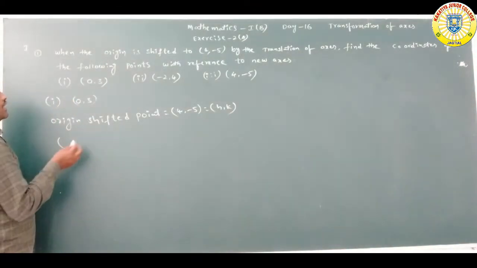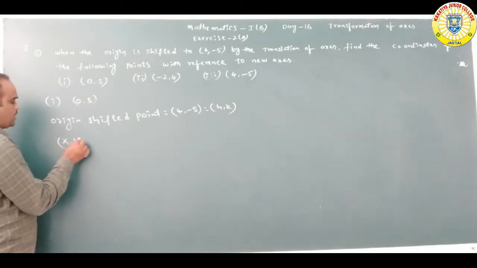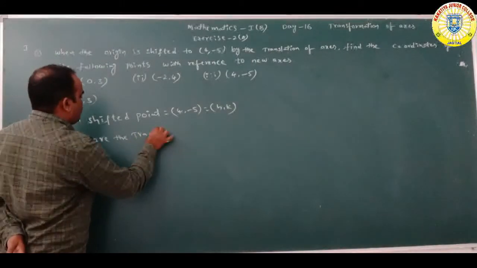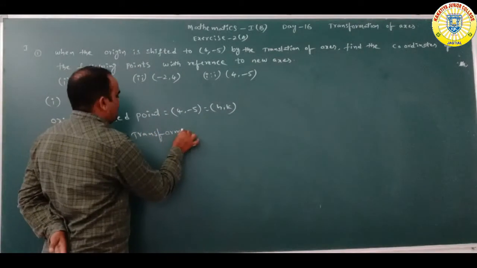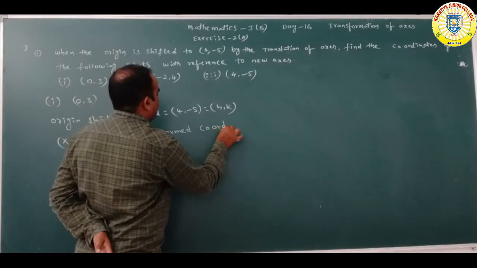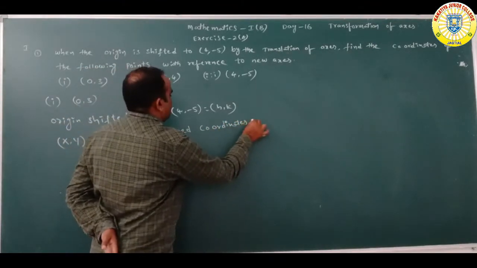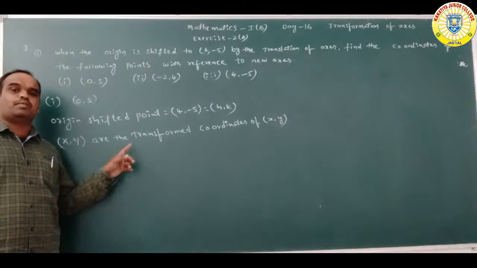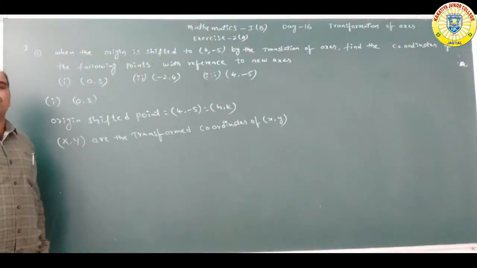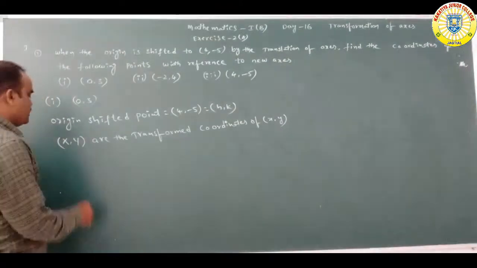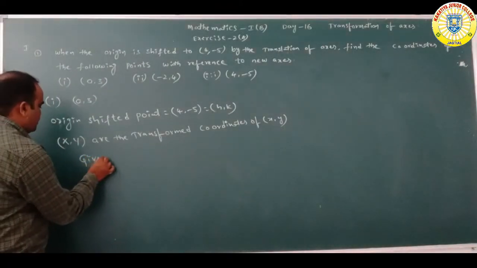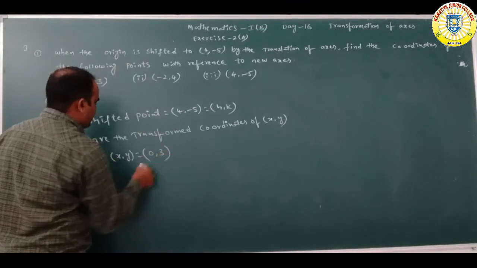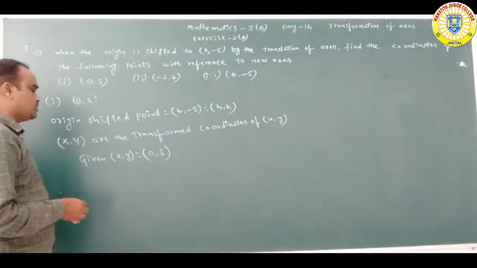We are finding the transformed coordinates, capital X, capital Y, of the given coordinates, which are the old coordinates, small x, small y. Here given small x, small y is equal to 0, 3.